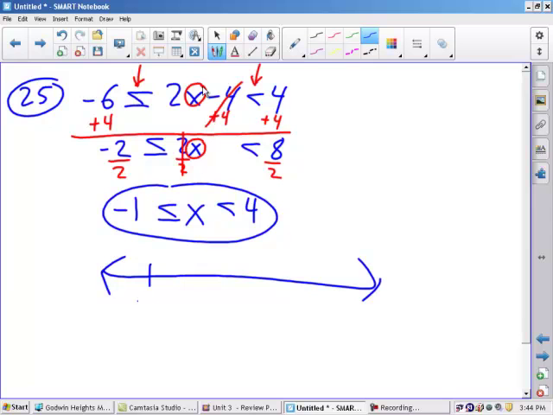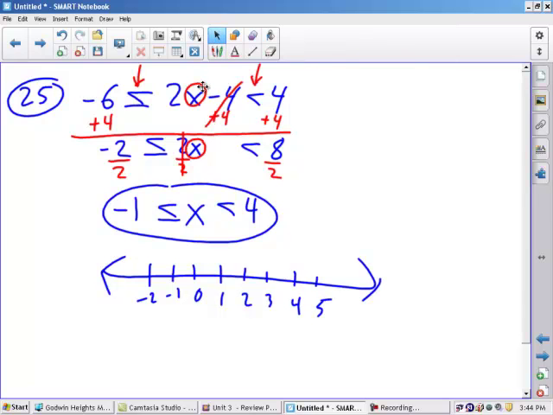First of all, I need to have -2, -1, 0, 1, 2, 3, 4, and 5 maybe, just so I know what you're talking about. And what I need to do is write out, okay, I know -1 has to be included because it's or equal to. I know that 4 is not included because it's not or equal to. And I know that x has to be between those two things. So I graph and fill in between those two things. That's my answer.